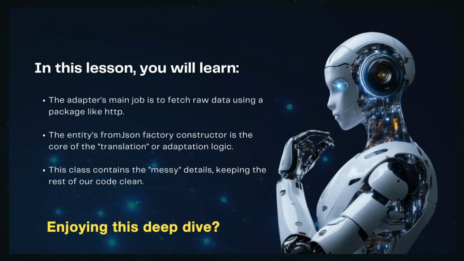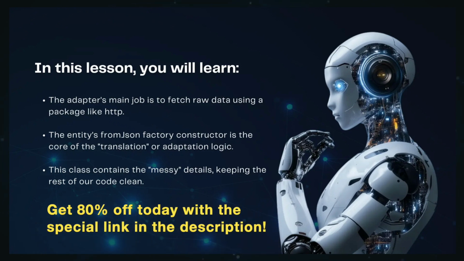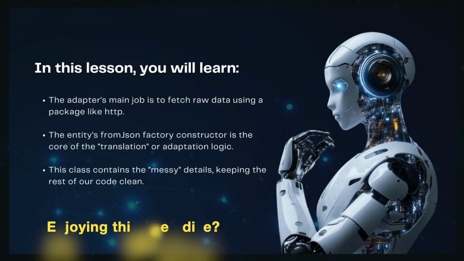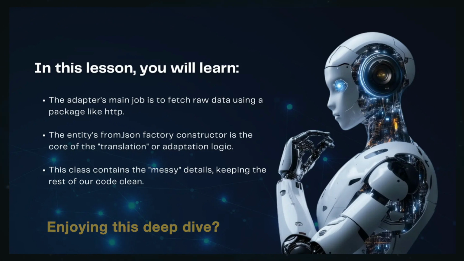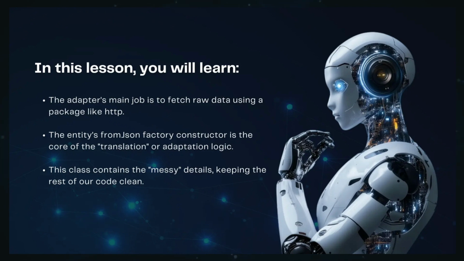In the last lesson, we learned the why behind the adapter pattern. We saw how it acts as a protective middleman between our application and an unpredictable external API. Now it's time to build it. In this lesson, we're going to write the code for our product API adapter. Its job is to take the raw JSON data from our mock API and carefully translate or adapt it into the clean product entity that our application's domain layer expects.